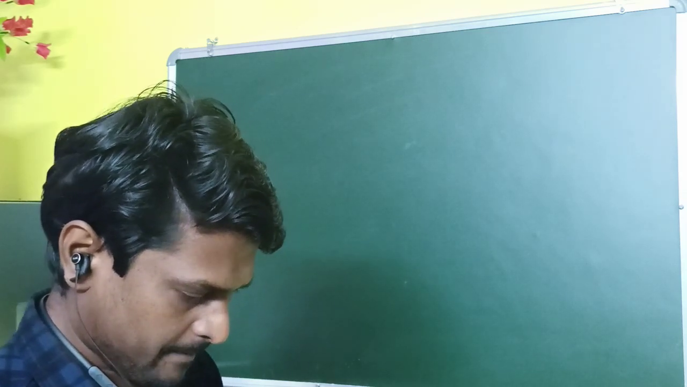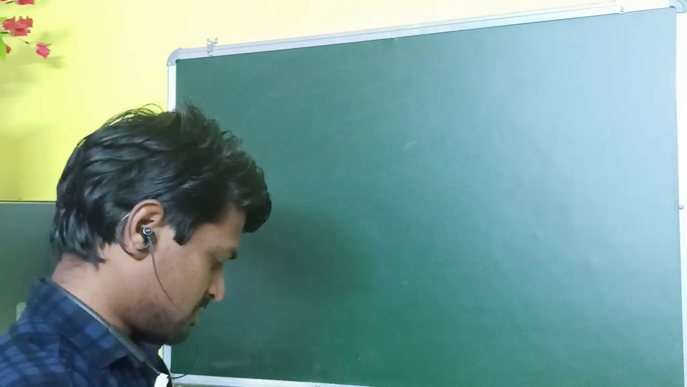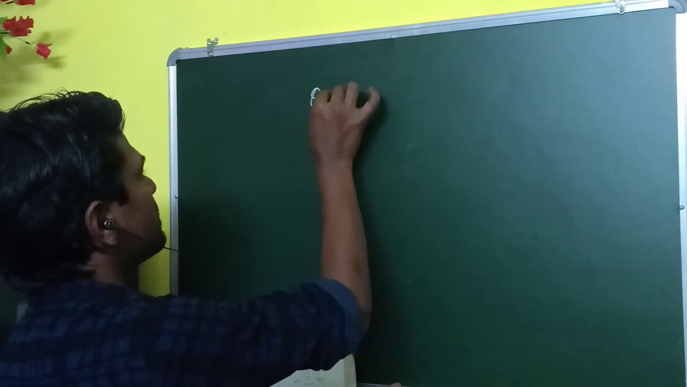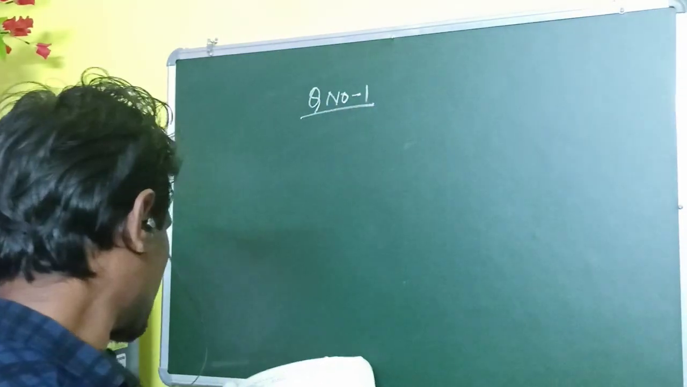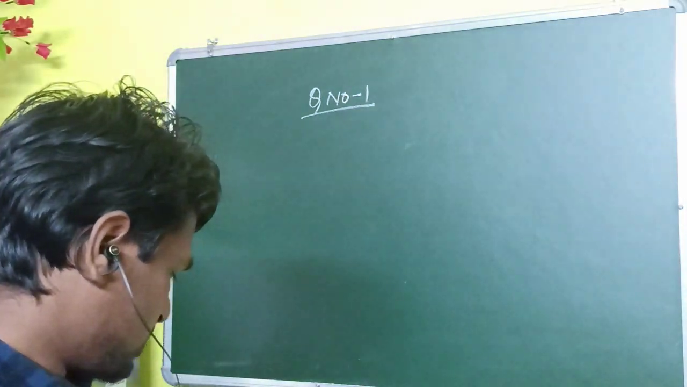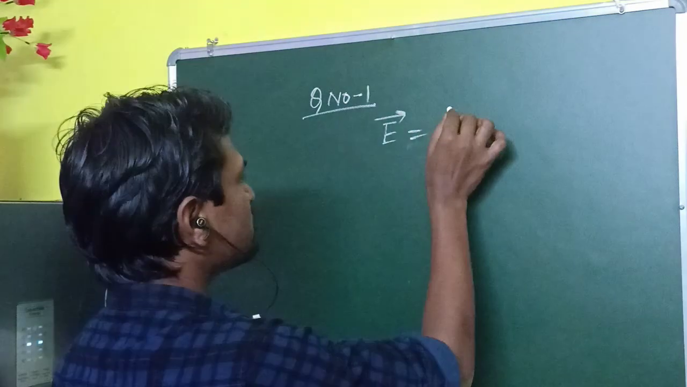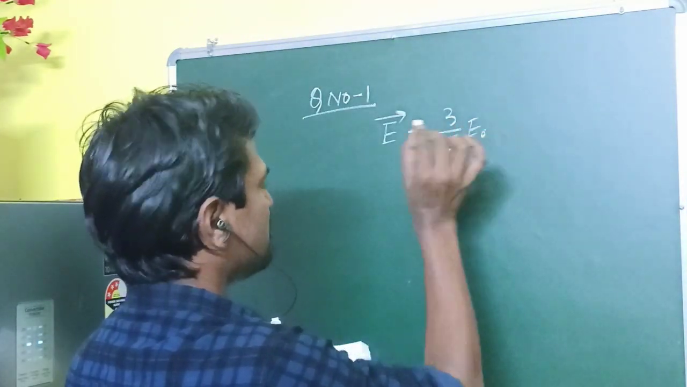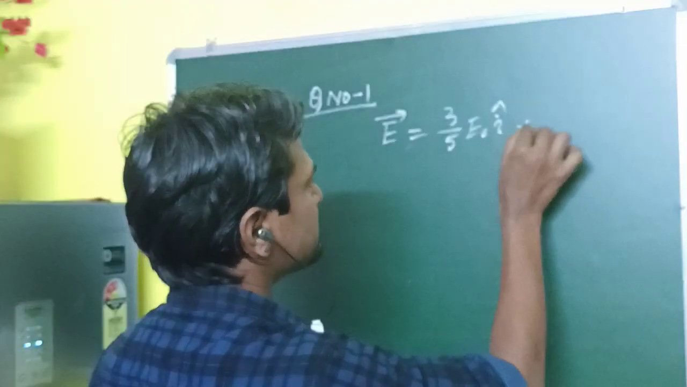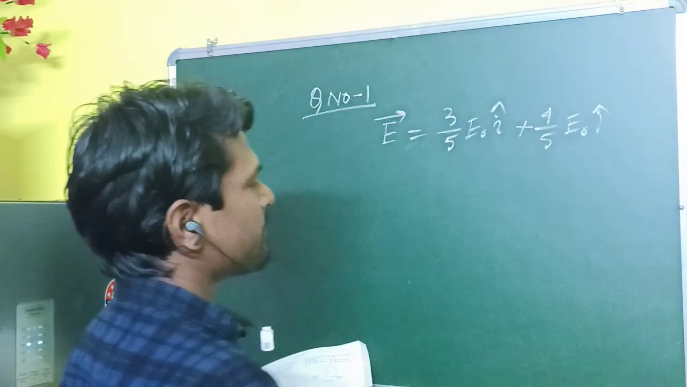The numericals are on page 141. So first of all, students, question number 1: the electric field in a region is given by E vector equal to 3/5 E naught i cap, where i cap is a unit vector along the x-axis, plus 4/5 E naught j cap.